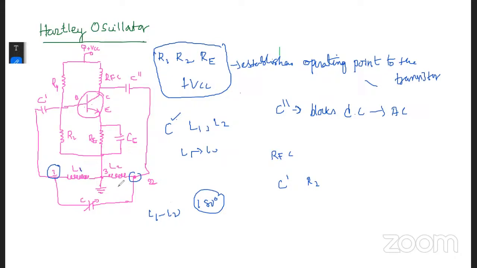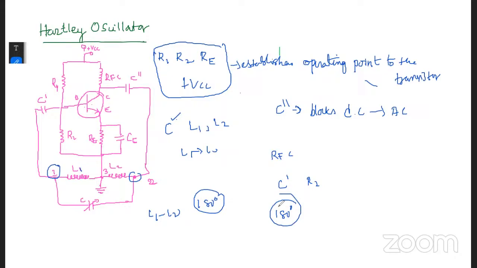Now the terminal 3, which is the earth, will be at zero potential. When terminal 1 is at positive potential with respect to terminal 3, terminal 2 will be at negative potential with respect to 3 at that instant. So the phase difference between the voltages across L1 and L2 is always 180 degrees.